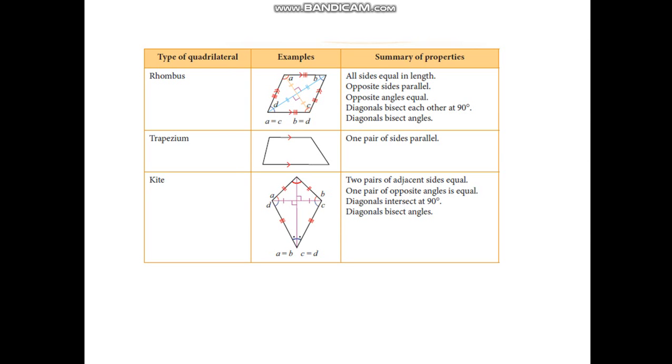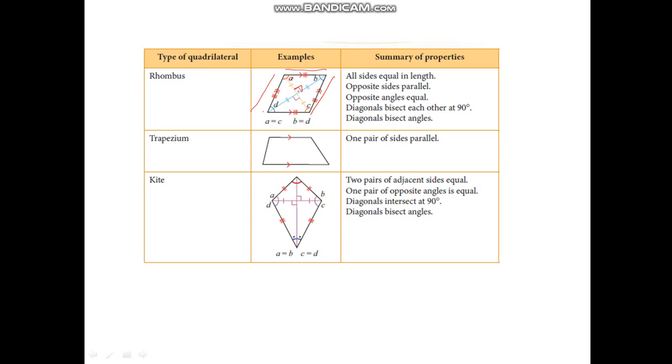And the next shape is the rhombus. What is a rhombus? All sides are equal in length, and opposite sides are parallel. Opposite angles are equal. A and C are equal, and B and D. And diagonals bisect each other at 90 degrees. Diagonals bisect angles. And trapezoid.